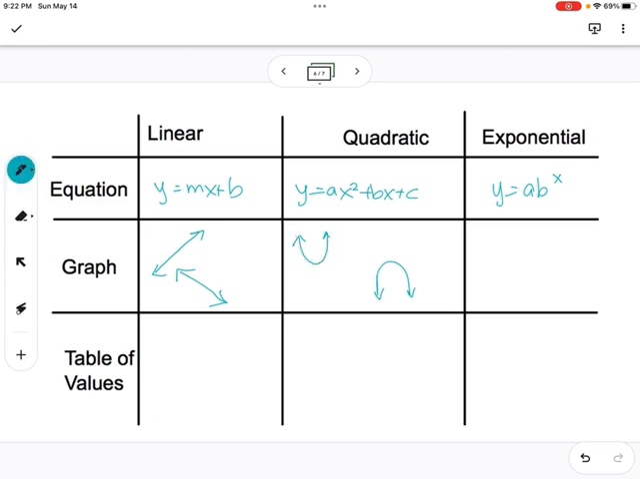And if we're talking about exponential, we know that we have exponential growth as an option and exponential decay as an option. Okay, so it still has a curve like the quadratic, it just doesn't bend all the way around. It's always increasing or always decreasing, where a quadratic can be increasing and decreasing.